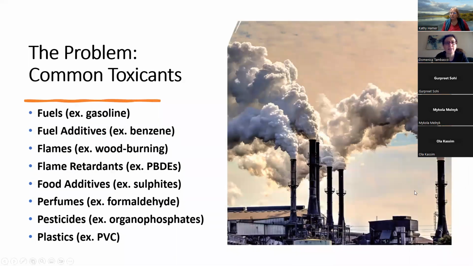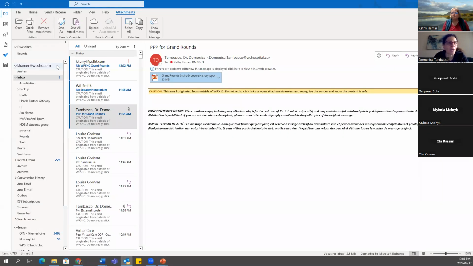So the problem: there are many toxicants in our everyday lives, from fossil fuels, gasoline, fuel additives, flame retardants, food additives, perfumes, pesticides, plastics, etc. So with these widely disseminated pollutants in our environment, one has to consider the possibility of their effects on health.